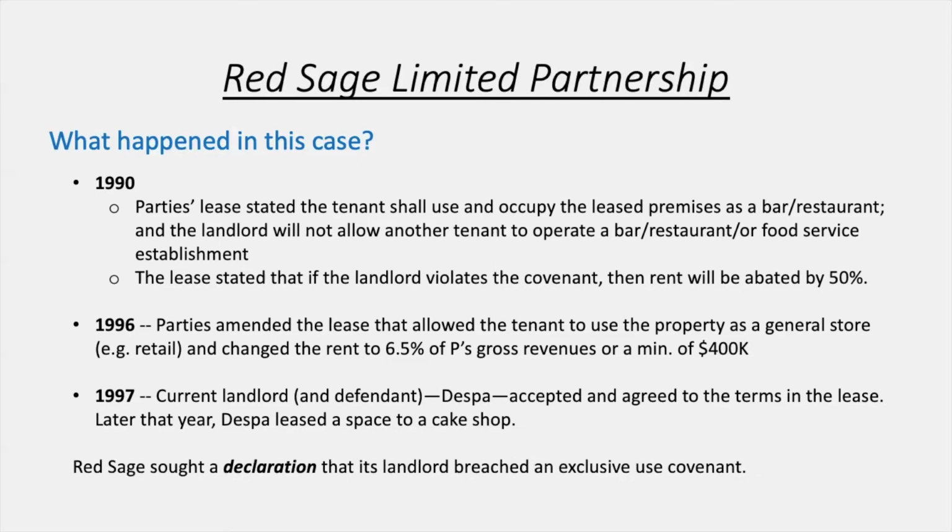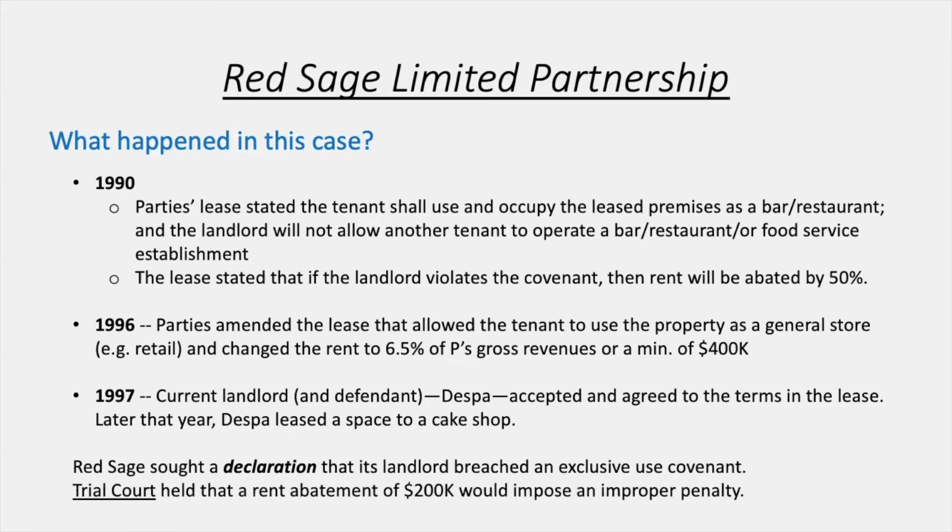Red Sage, the plaintiff, sought a declaration that its new landlord, DESPA, had breached the exclusive use covenant by allowing the cake shop to enter. The trial court held that the rent abatement of 200K would impose an improper penalty. Again, Red Sage only has to pay 50% of the rent, and the minimum rent they'd have to pay is 400K. So the minimum rent at 50% is 200K.